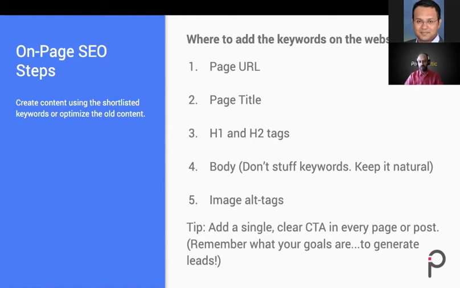And of course, we are talking about lead generation. We're not talking only about generating traffic. So make sure that every page or every post has one clear call to action at the bottom that is asking the user to do something, whether it's to read more content, to fill out a form, or to get in touch with you. Make sure that you have a single clear call to action on the page when they land on it, right? So this is the on-page SEO.